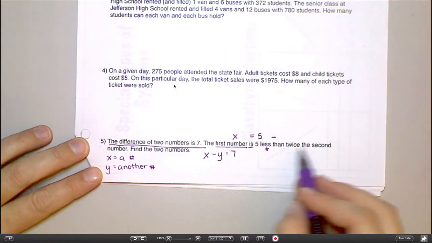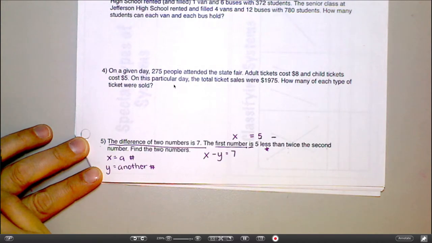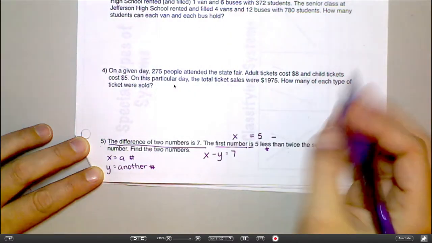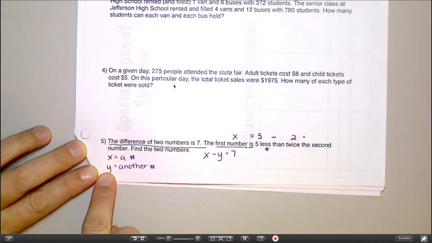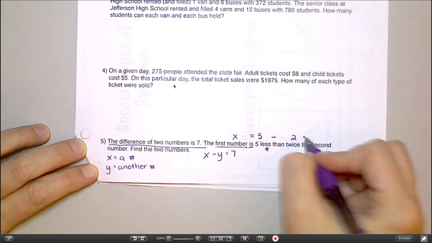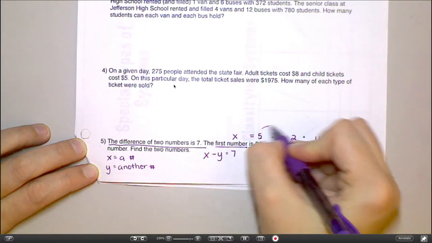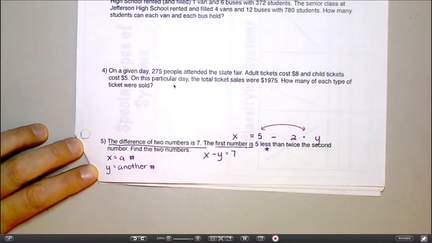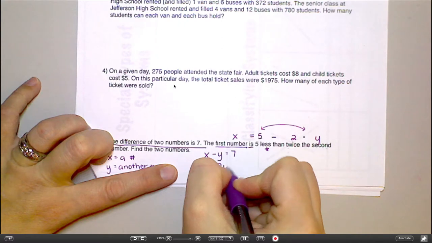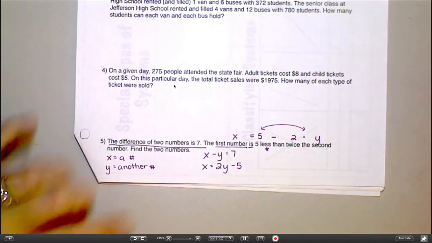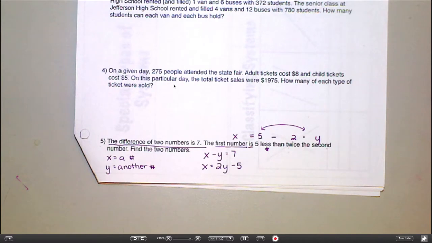How do I do twice the second number? Is that 5 times 2? Nope, the second number is our Y, right? It's our number that we don't know. So twice means 2 times Y, and then less than means I'm going to have to flip this around. So my equation is going to look like this. X equals 2Y minus 5. Okay? Because if I want to do 5 less than 2Y, that means I'm starting with 2Y and taking 5 away.